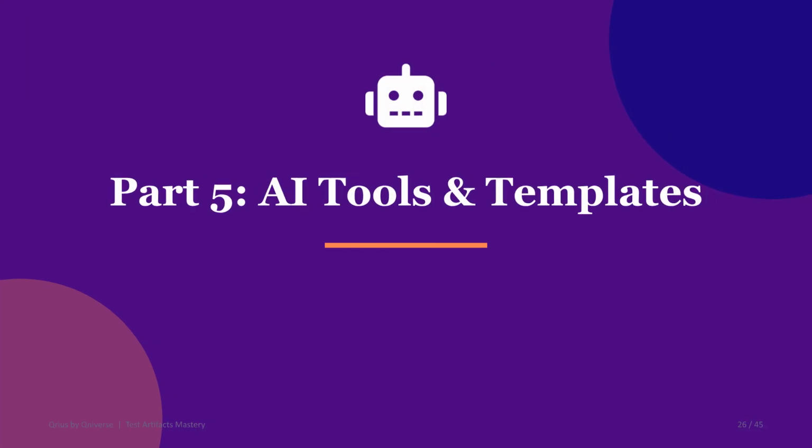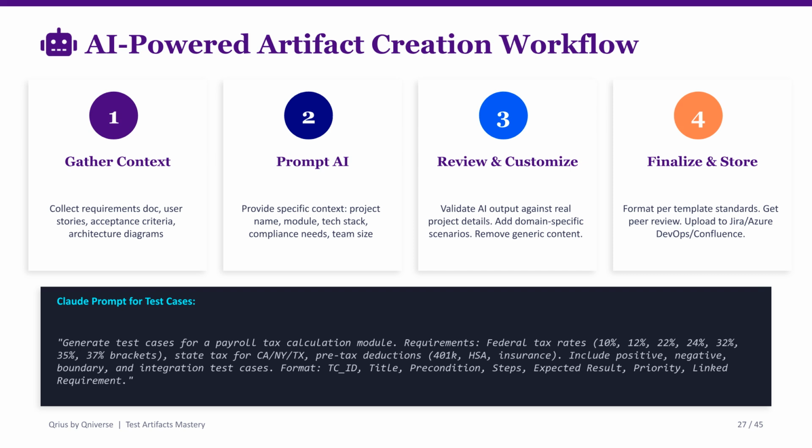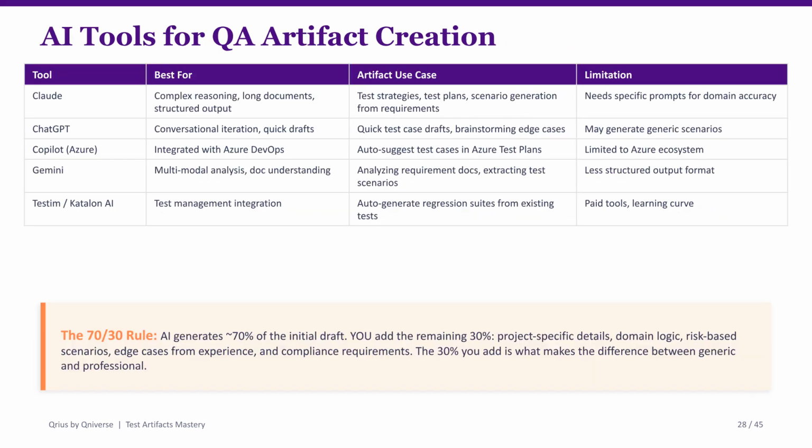Part 5 looks at AI tools and templates, demonstrating how to accelerate artifact creation with modern resources. The AI-powered workflow starts with gathering context, followed by prompting the AI with specific project details. You must then review and customize the output before finalizing and storing the artifact in your project management tool. Remember the 70-30 rule. AI provides 70% of the draft, but the remaining 30% is your crucial contribution. This 30% includes adding project-specific context, domain logic, and critical compliance requirements, which transforms generic output into a professional artifact.